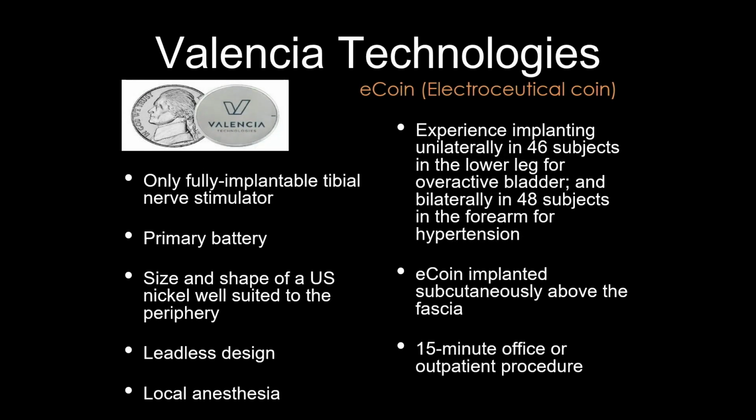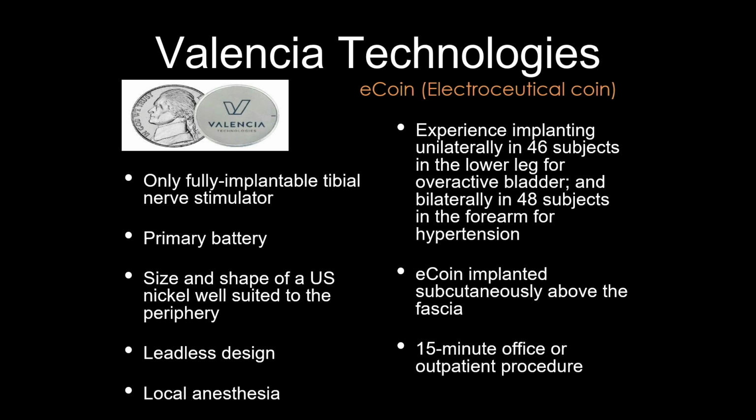So kind of the conversation piece is a similar case like this. 64-year-old woman who's failed 2 meds, not interested in the current 3 OAB therapies, and it's read on Google that there may be some new options. How would you guide her on these potential therapies? So this is the one that's approved by the FDA now, the Valencia Technologies e-coin.